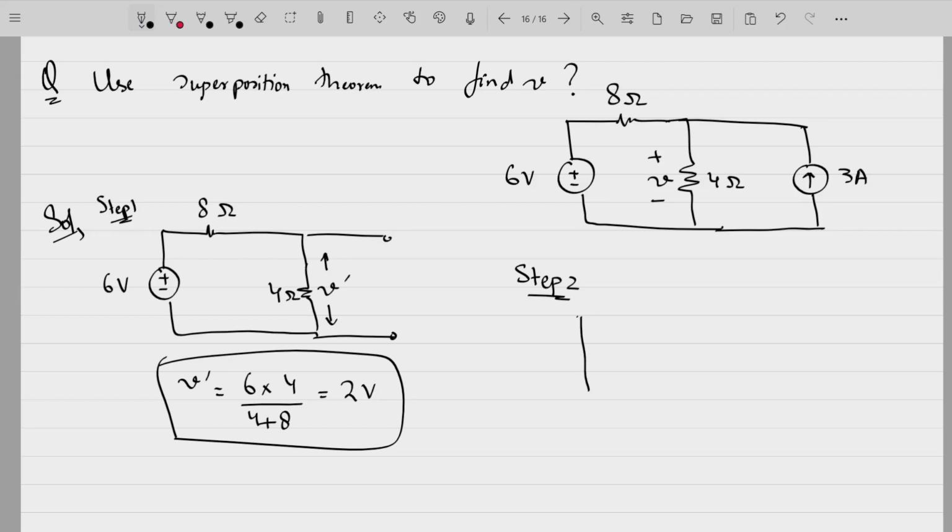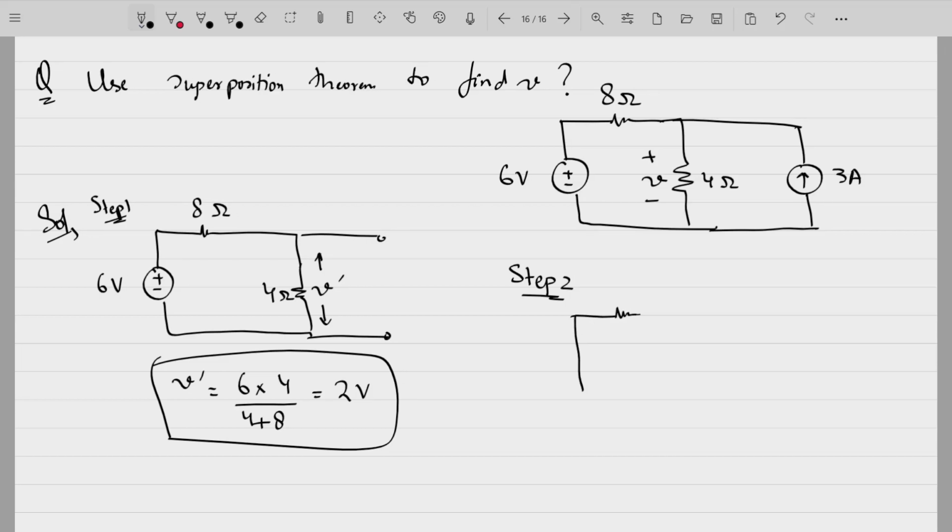Turn off the voltage source now. That means short circuit it. This is 8 ohms. This is 4 ohms. This is 3 ampere. This is V double dash. To find out V double dash, let us first of all find out the current through this path. Let that current be I.